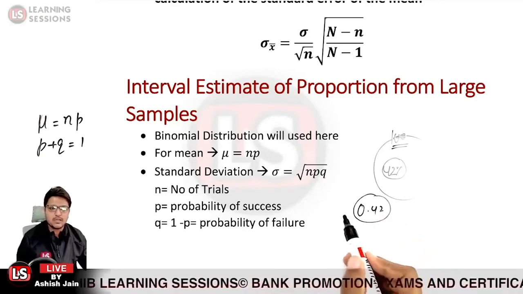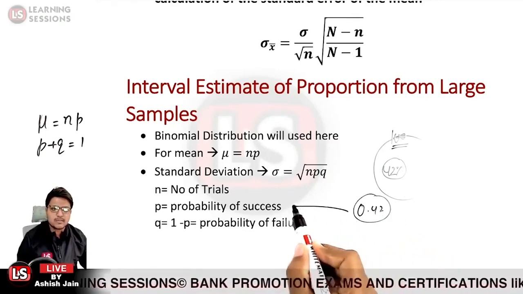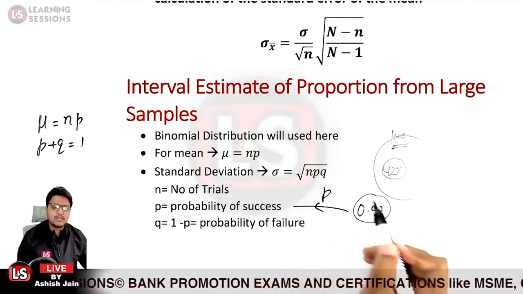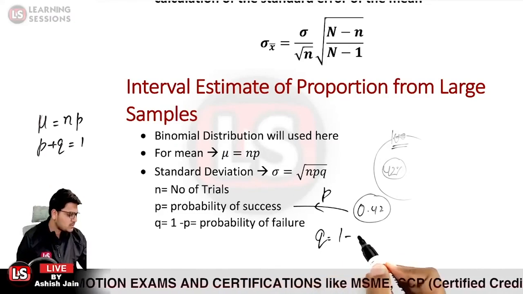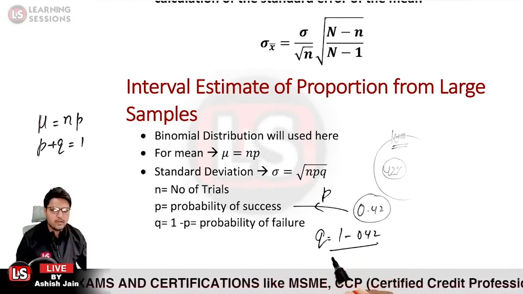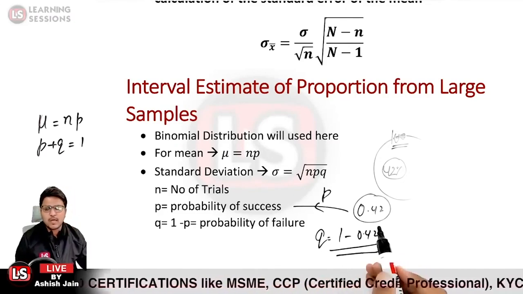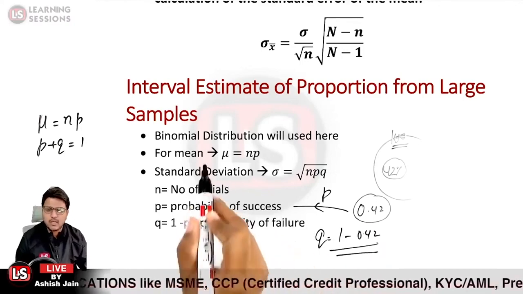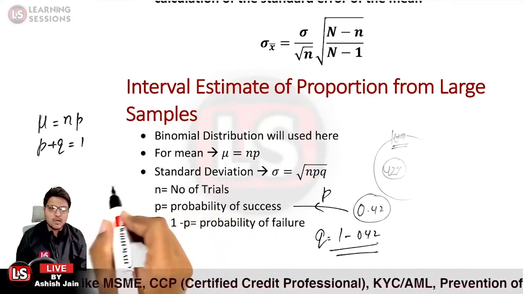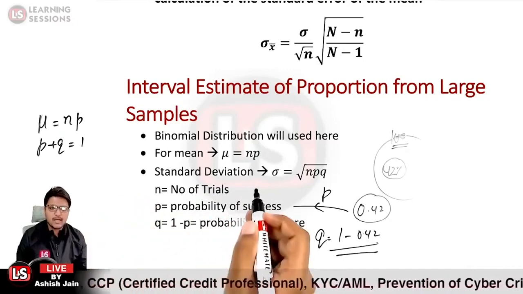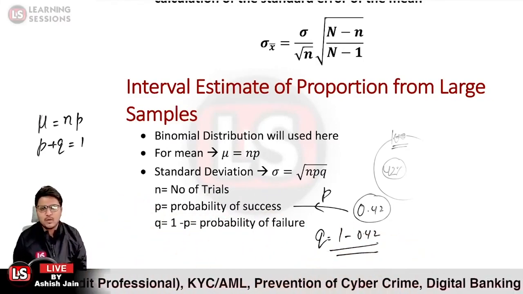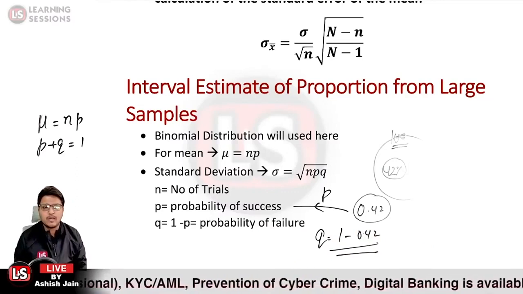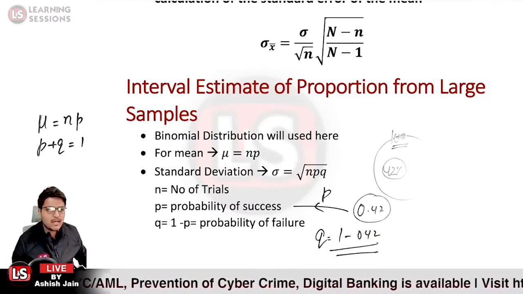This is related to the success event, that is the probability of success, which is equal to P. So I can simply say P is equal to 0.42, and Q will be equal to 1 minus 0.42. That would be the value of Q, and from there I can calculate the mean and the standard deviation. The mean mu is equal to NP, and the standard deviation is the square root of NPQ. That is related to the large sample itself.